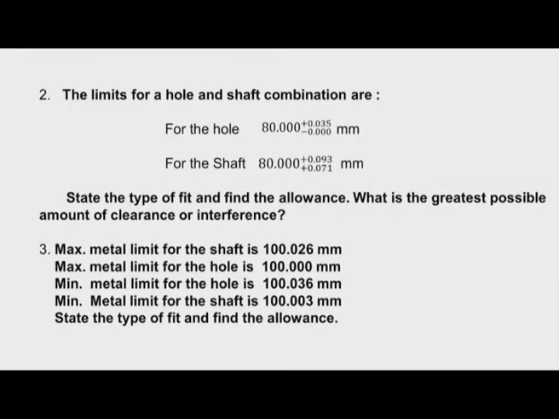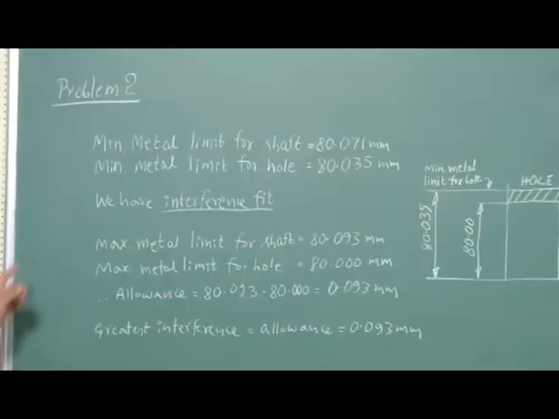Now we will move to problem number 2, wherein the limits of hole and shaft combinations are given. The basic size of hole and shaft is 80 millimeter, and the limits for hole and shaft are also mentioned in the problem. We have to find the type of fit, the allowance, and also determine the greatest possible amount of clearance or interference.